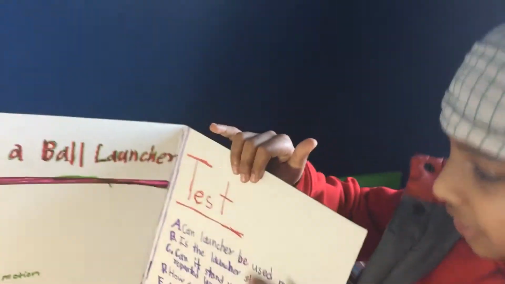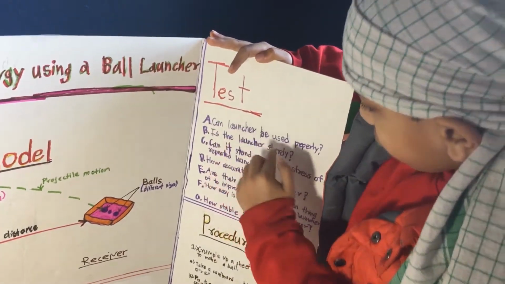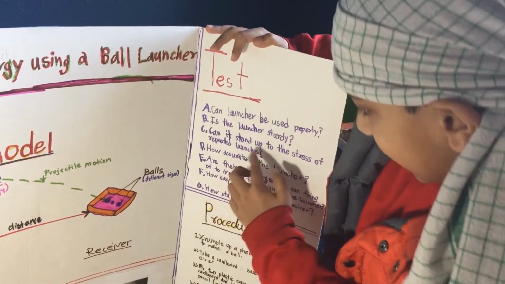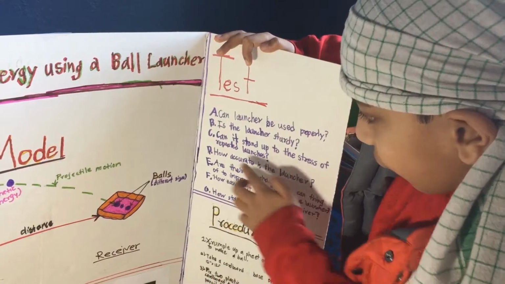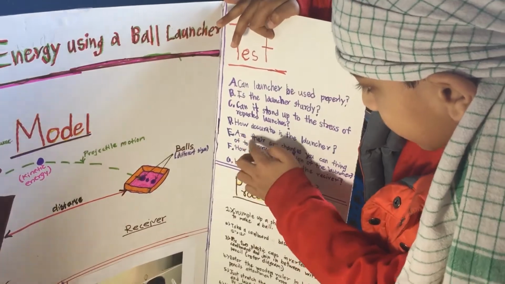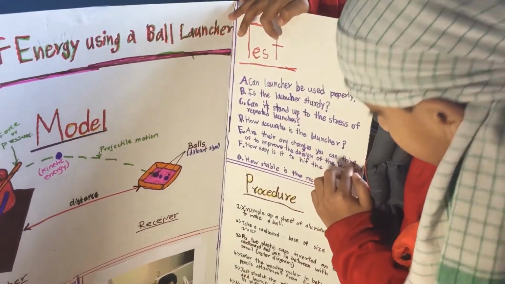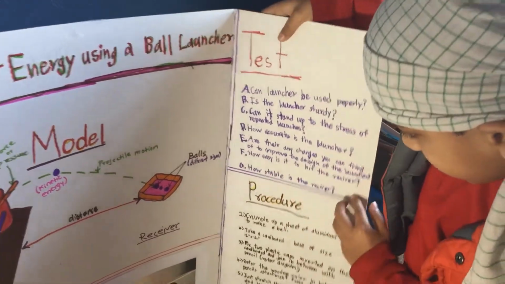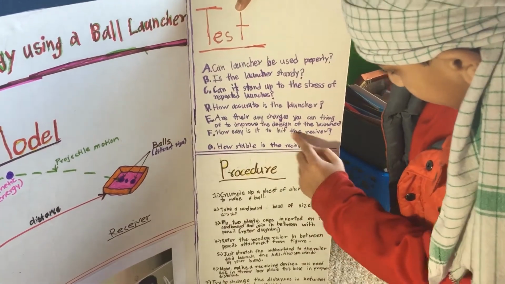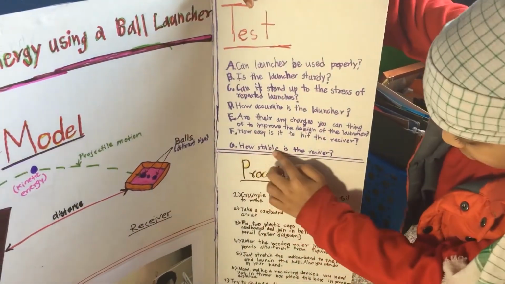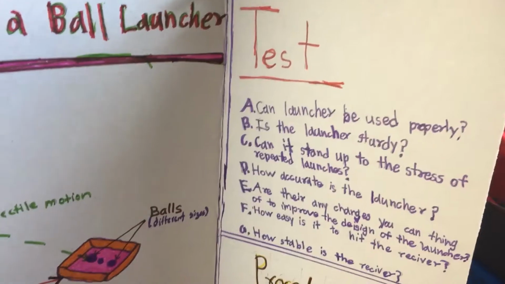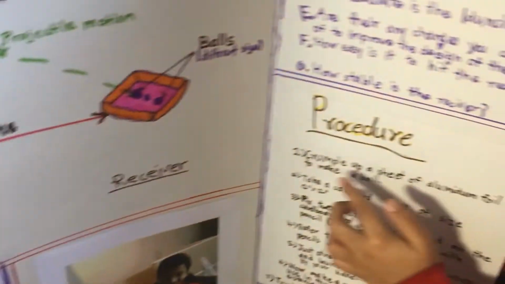And the test, this is important. Can the launcher be used properly? Is the launcher sturdy? Can it stand up to the stress of repeated launches? How accurate is the launcher? Are there any changes you can think of to improve the design of the launcher? How easy is it to hit the receiver? How stable is the receiver? So these are all the questions the school or science project can give you, and this is the procedure.